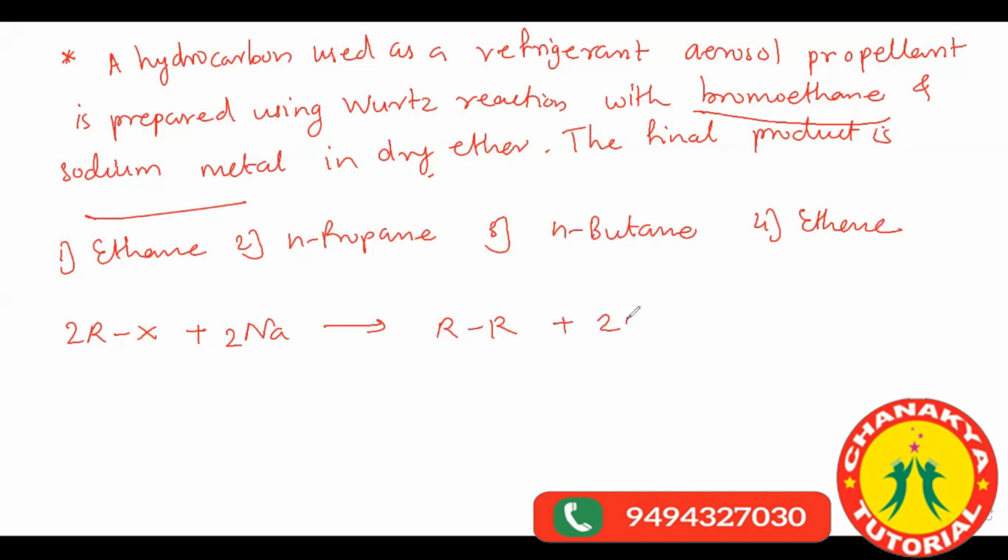And here you will get 2NaX. So the Na and X form the compound NaX, and coupling happens between your alkyl groups. So your alkyl group is nothing but ethyl. And when two ethyl groups connect with each other, CH3CH2CH2CH3, it gives you butane. The answer would be n-butane. Clear? Understood or not?